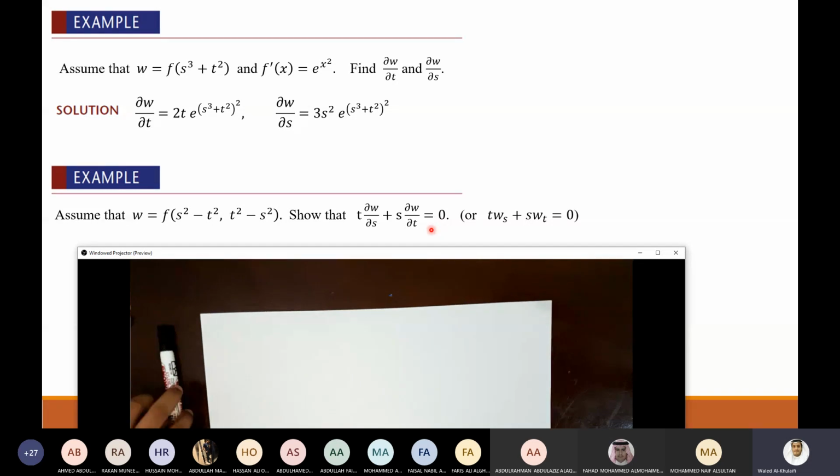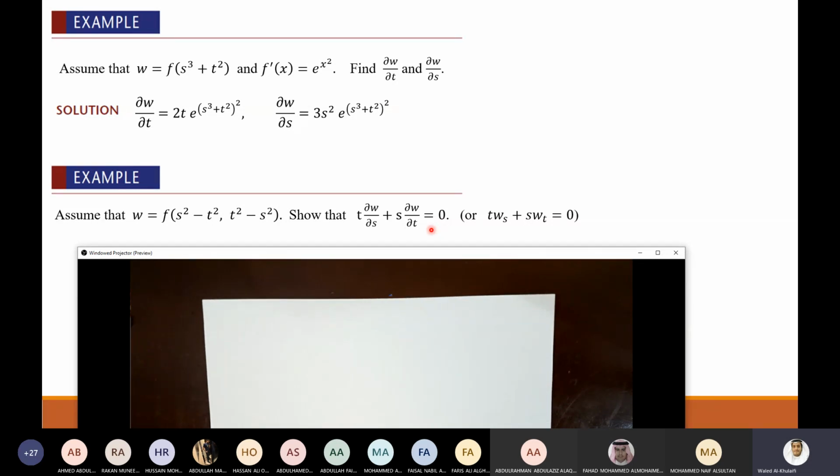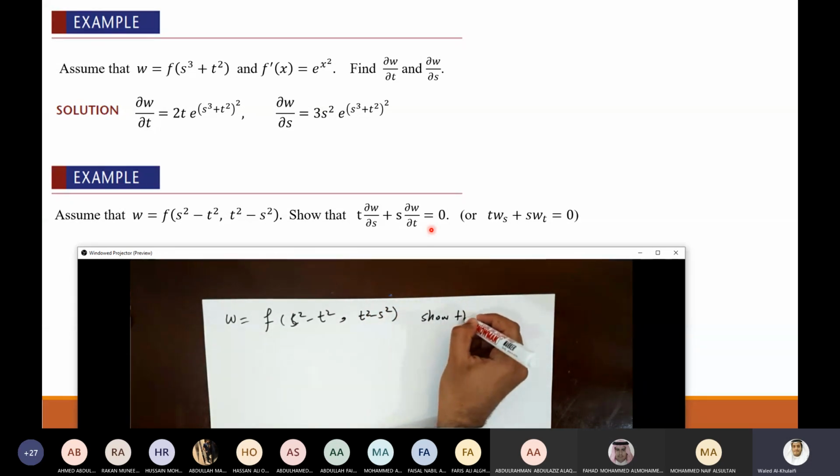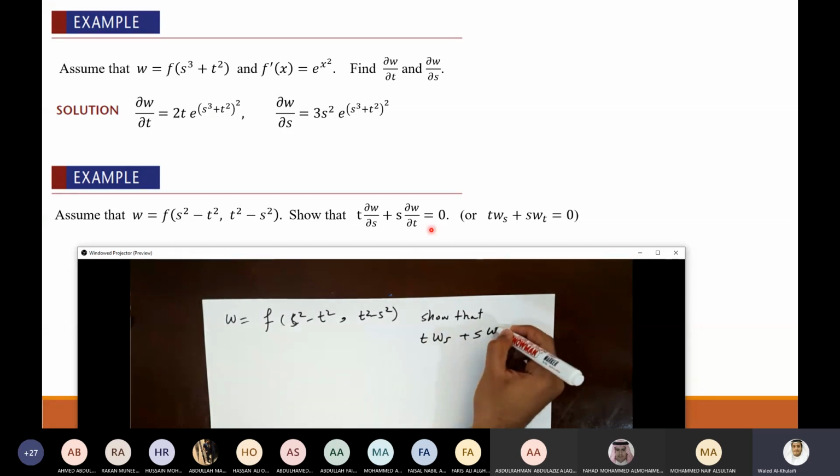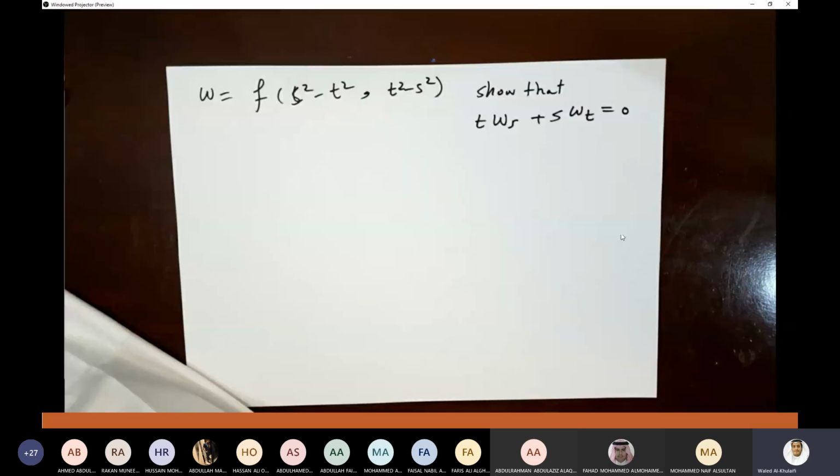So now let's do it. I will write the question here: s squared minus t squared, comma, t squared minus s squared. And he said show that. Actually you can use this notation or that notation. We took all of them; we all know the notations now.